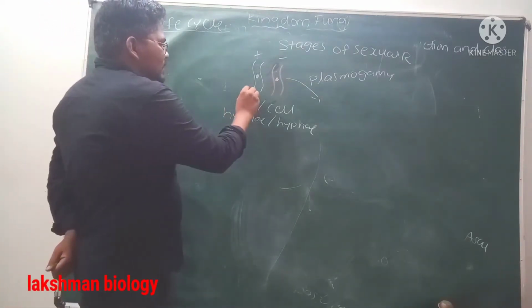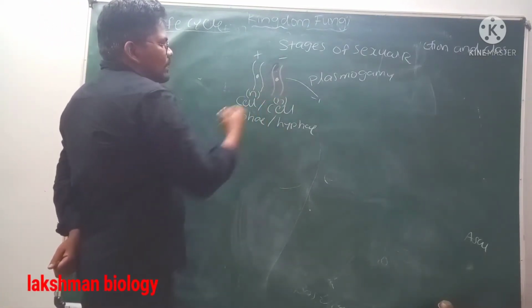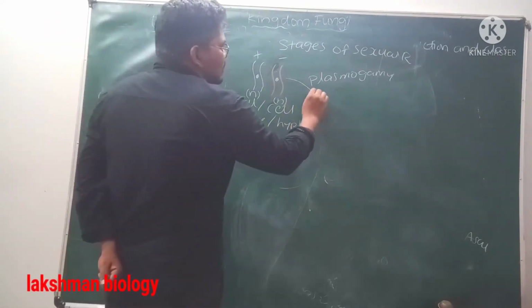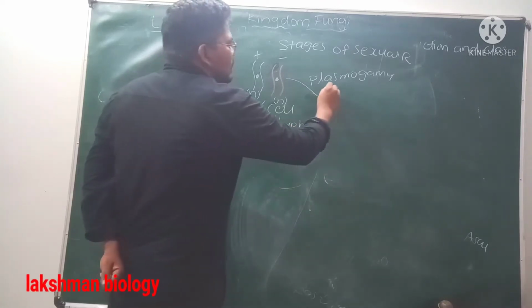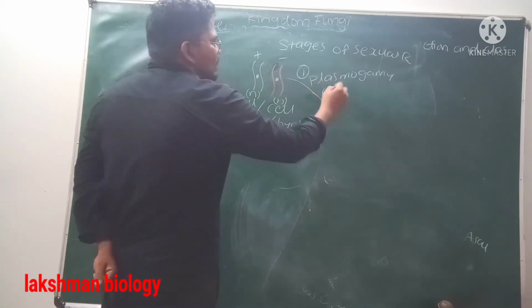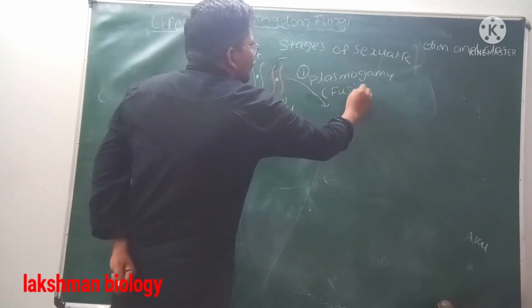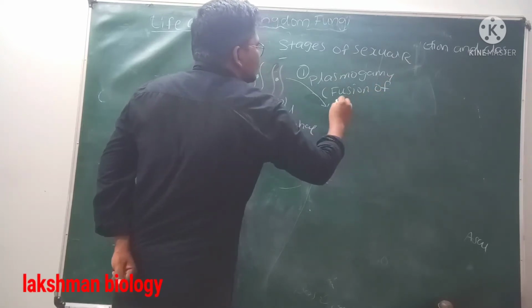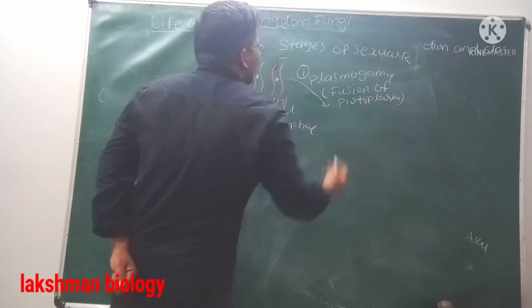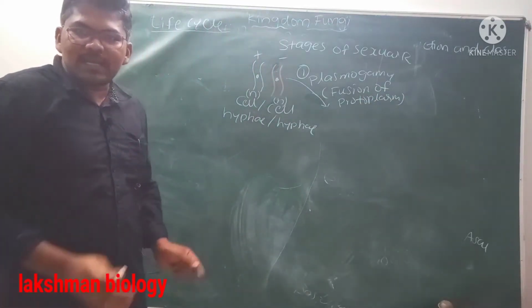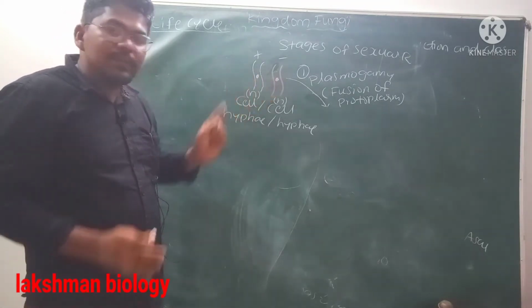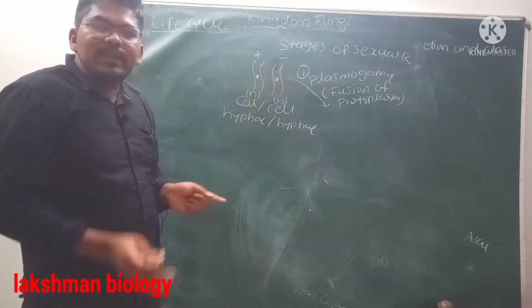Those are haploid in nature. This is haploid and here it is also haploid. Both haploid hyphae or both haploid cells, the protoplasm will be fused. That is the first stage in the sexual reproduction, that is plasmogamy. Plasmogamy means fusion of protoplasm of different strains of cells. These two may be two hyphae, or two cells, or two gametes.